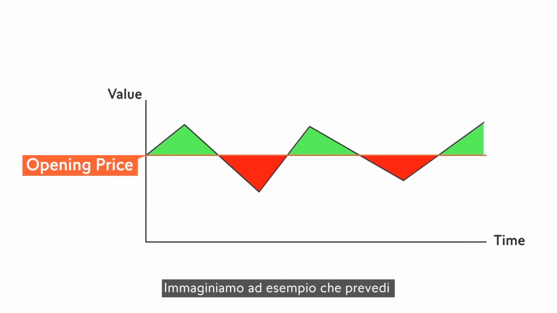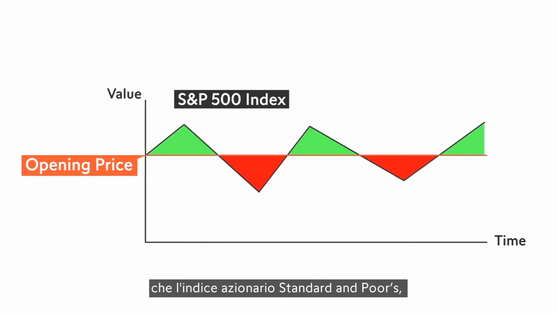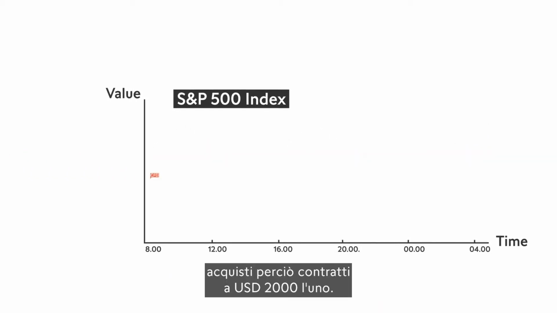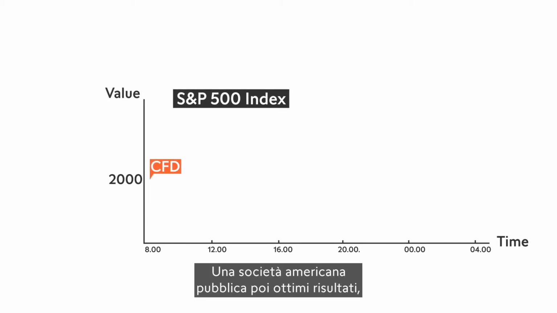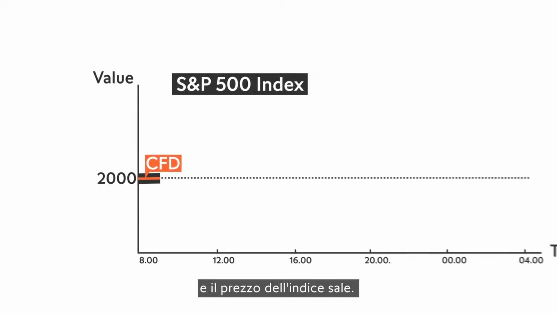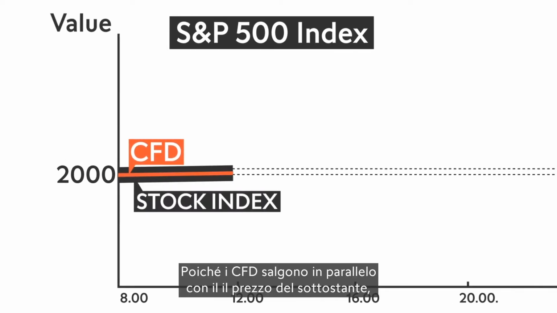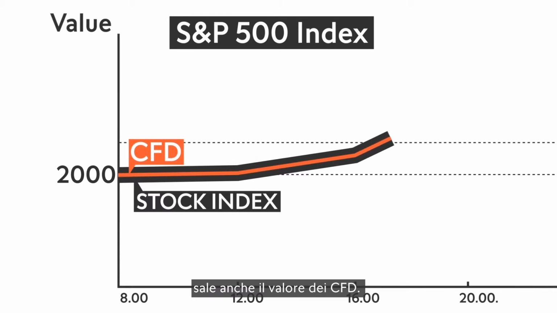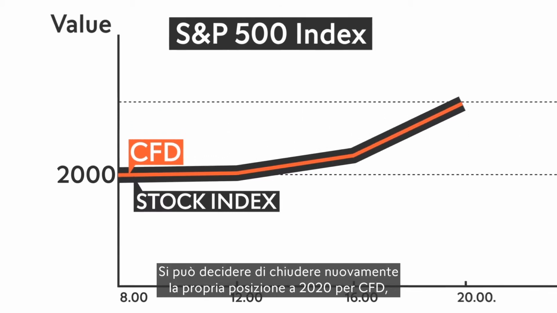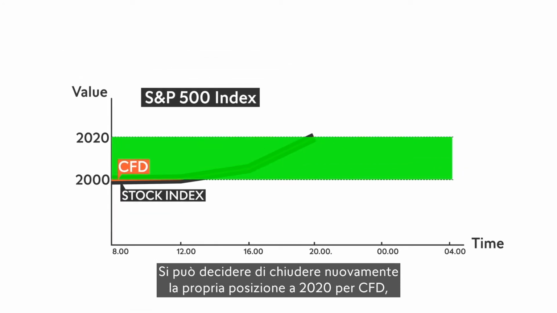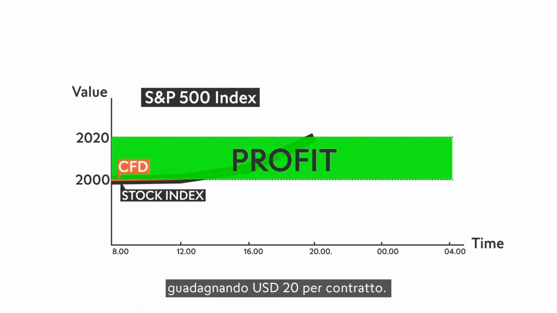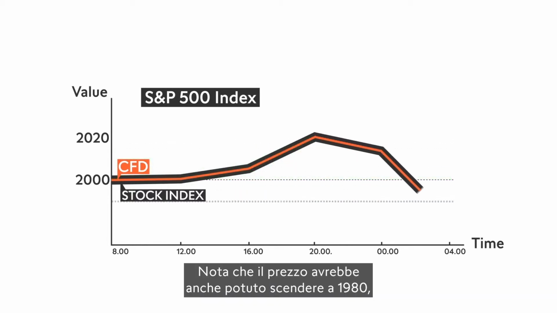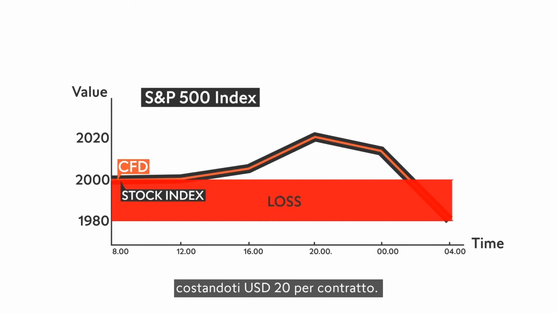For example, imagine that you believe that the Standard & Poor's stock index, called the S&P 500, will soon rise, so you purchase contracts at $2,000 each. An American company then publishes strong results and the price of the index rises. Since the CFDs rise in parallel with the price of the underlying asset, the value of your CFDs rises too. You might choose to close your position again at $2,020 per CFD, earning $20 per contract. Note that the price could also have fallen to $1,980, costing you $20 per contract.